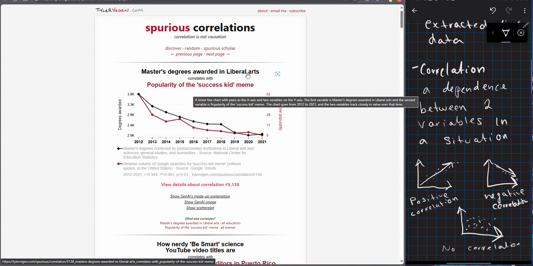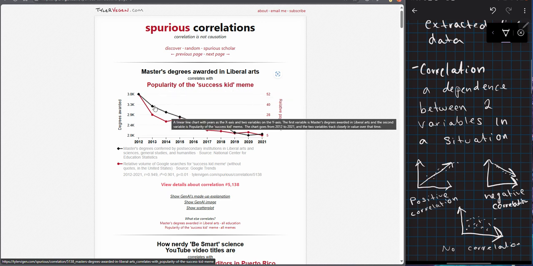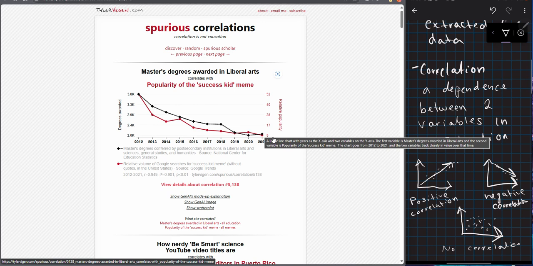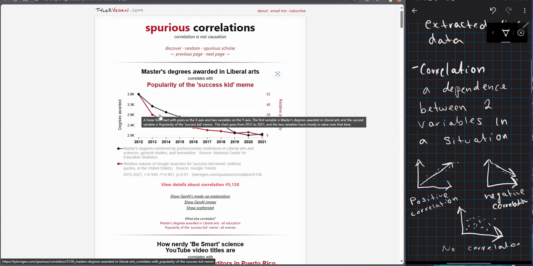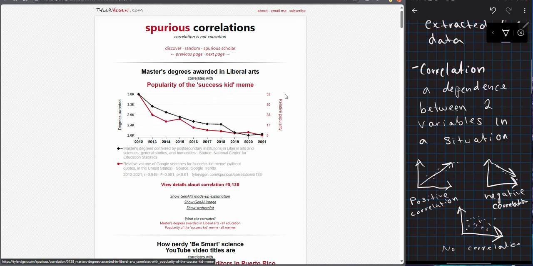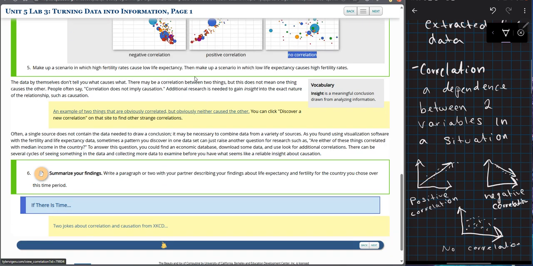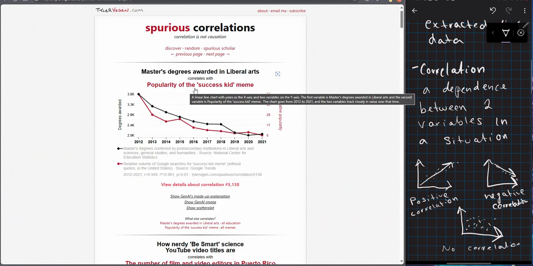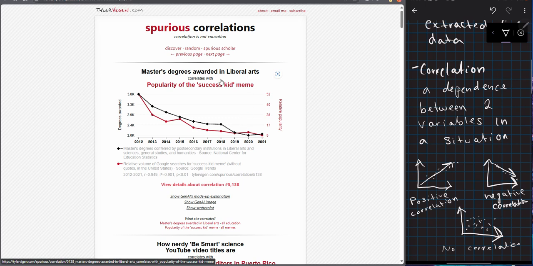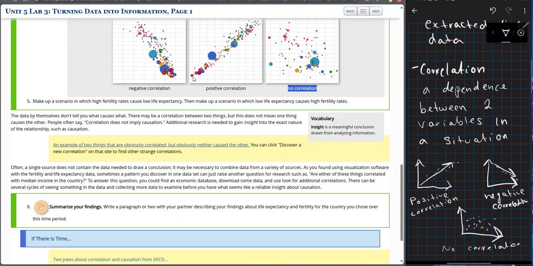Master's degrees awarded in liberal arts and popularity of the success kid meme. For some reason, they have the exact same or similar correlation. I mean, you could say that this meme caused fewer people to major in liberal arts or something. I don't know. You need more research to back it up, but still.